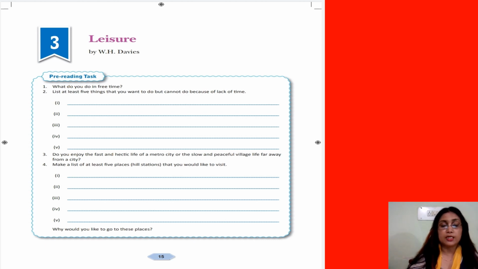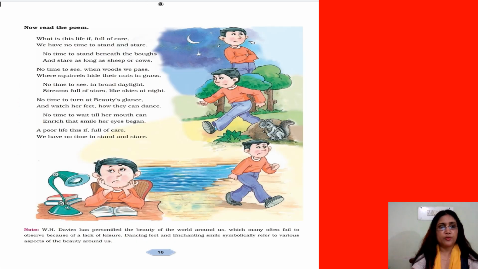So, what is leisure? And about this poem, this poem basically tells that the life of we human beings is so hectic that we are unable to enjoy the beauty of nature. So this poem is about how modern humans have no time to enjoy nature.